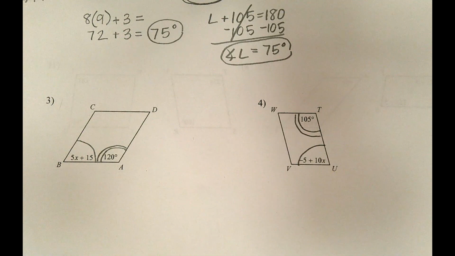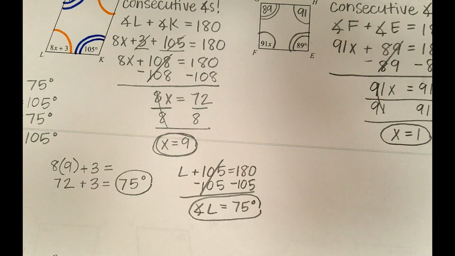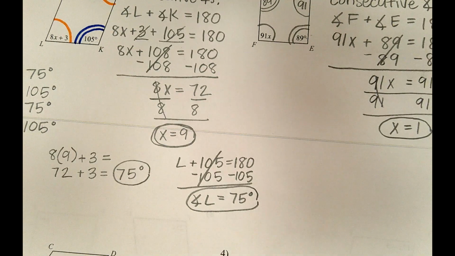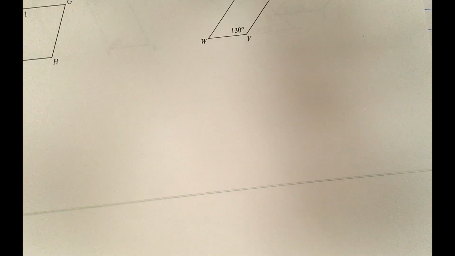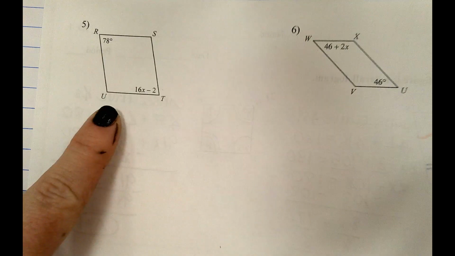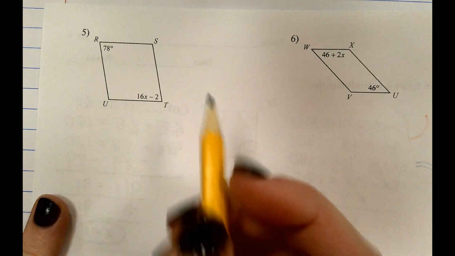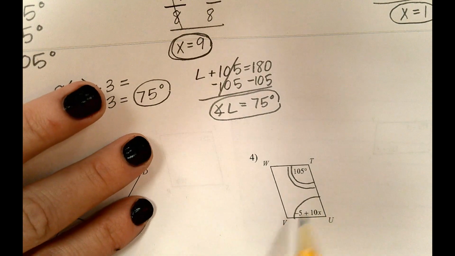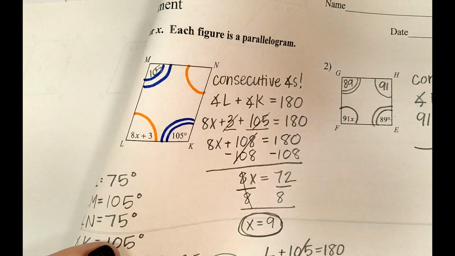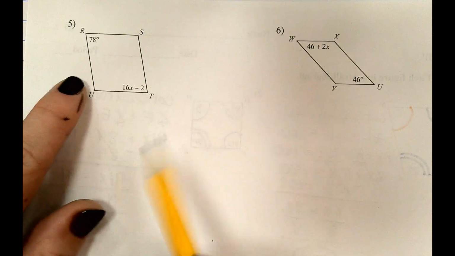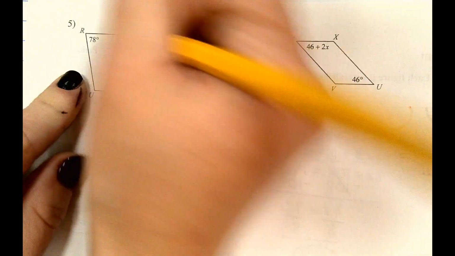When they're not consecutive, wouldn't you set it equal to 360? Yes. Let me find one that's not consecutive so that we can do an example of that. That's a great question. Let's look at number 5. Is number 4 not consecutive? Number 4 is consecutive, and we just did two that were consecutive. Oh, so you're looking for one that's opposite now, diagonal. Yes. So for number 5 on the second page, I have opposite angles.